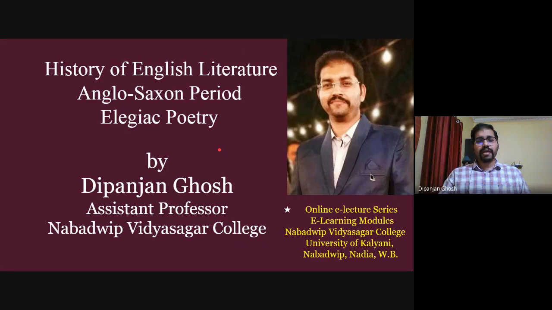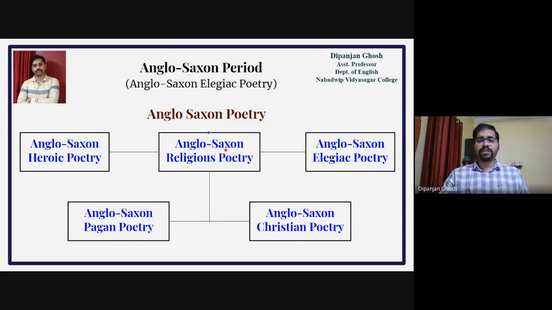But before going to that, let us begin with Anglo-Saxon poetry in general. As you can see in this particular slide, under the group of Anglo-Saxon poetry, we can find three major sections. The first one is Anglo-Saxon heroic poetry.